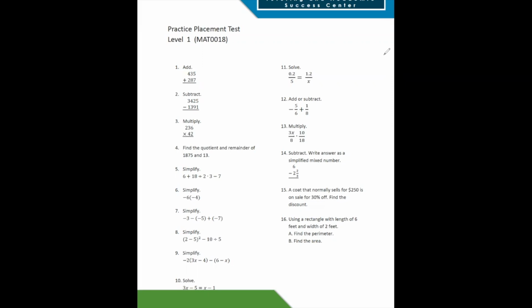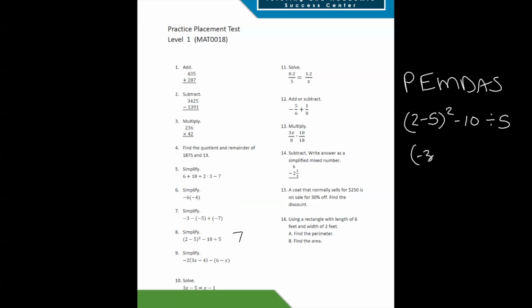Number 8 also asks us to simplify, and again, we're going to be using PEMDAS. For number 8, the correct answer is going to be the number 7. Our problem is, in parentheses, 2 minus 5, squared, minus 10 divided by 5. So I'm going to start with P, which is parentheses. 2 minus 5 is negative 3. Everything else stays exactly the same.